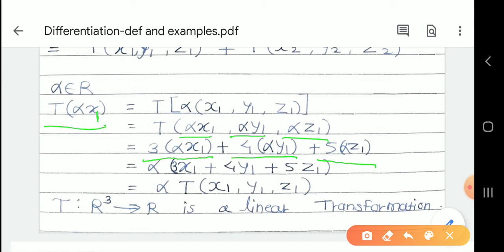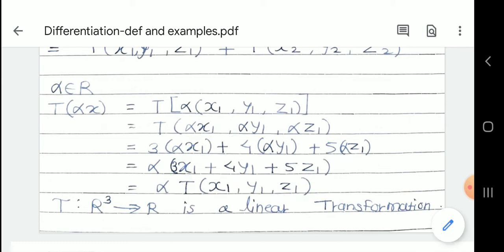Now taking alpha common from three terms. Taking alpha common, and in bracket we get 3x1 plus 4y1 plus 5z1. So 3x1 plus 4y1 plus 5z1 is the definition of T. That means we get here T of x1, y1, z1. That means we get T of alpha x is equal to alpha T of x1, y1, z1.